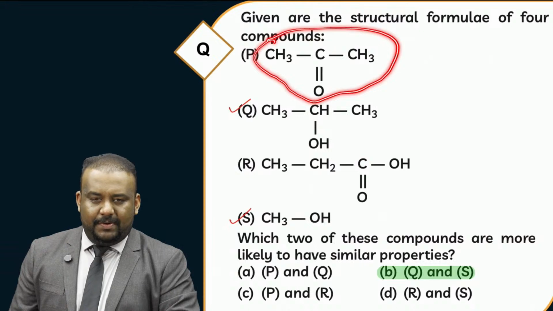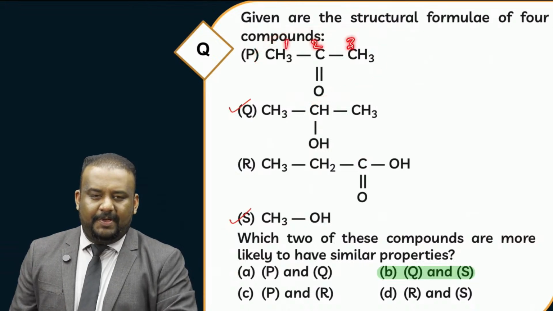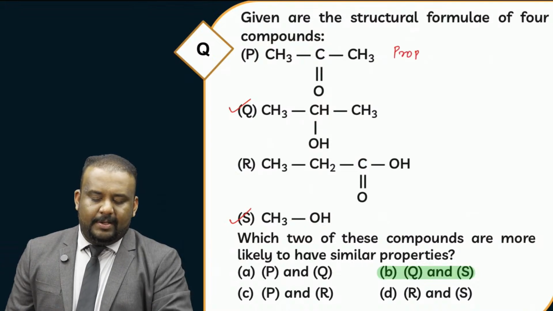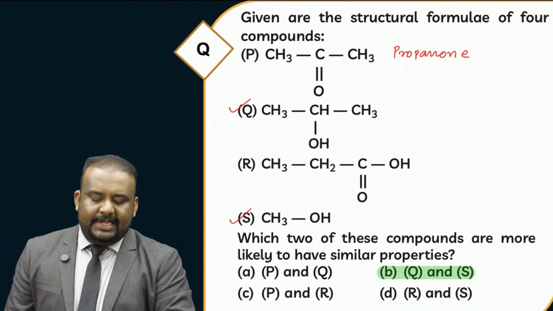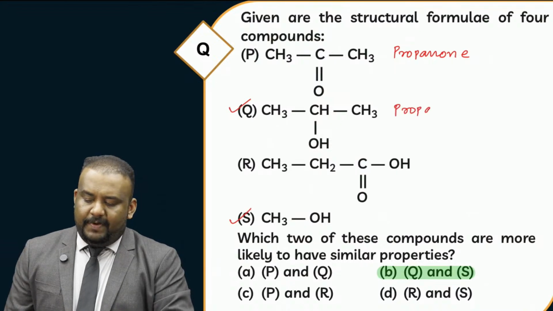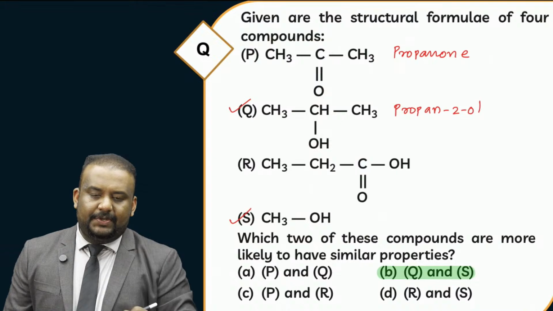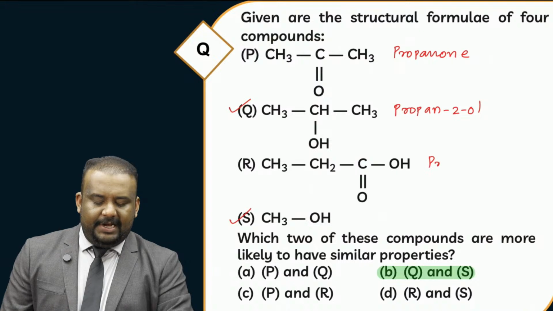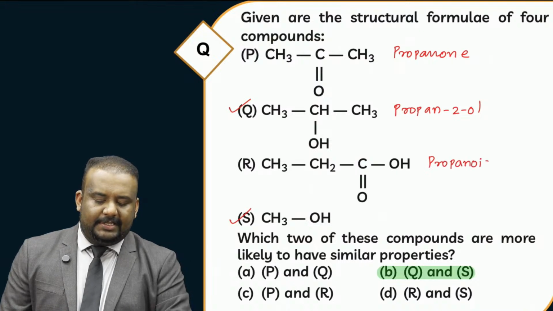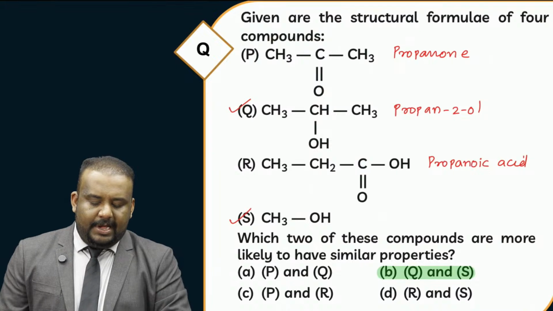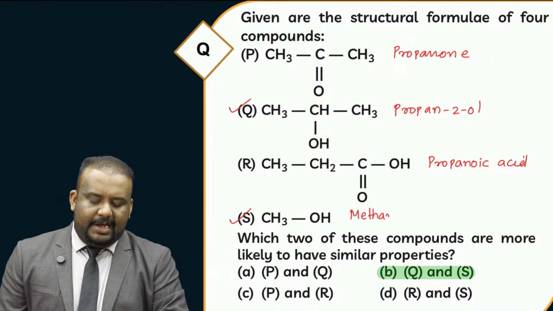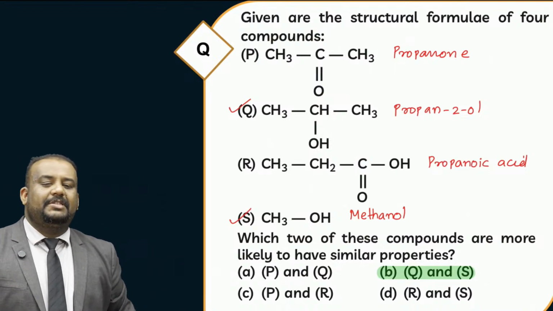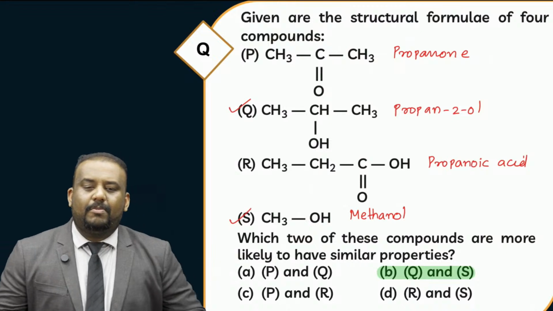The first one is a ketone, right? It's a 3-carbon ketone, so it's going to be propanone. Second compound is an alcohol, where the alcohol functional group is in the second position, so it is called propan-2-ol. And then the third compound has 3 carbon atoms and it is a carboxylic acid, so I'm going to call this propanoic acid. And the last compound has 1 carbon and an alcohol group, so it is methanol. Got it? Those are the IUPAC names of the compounds given in that slide.